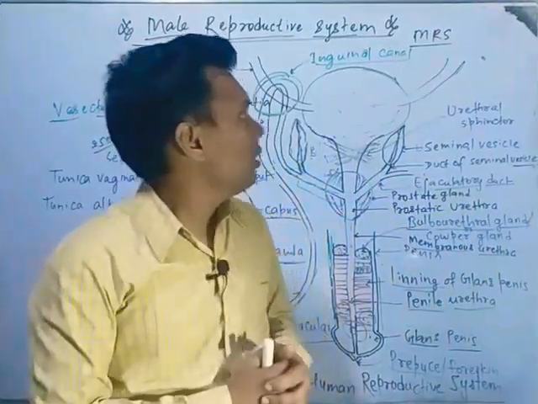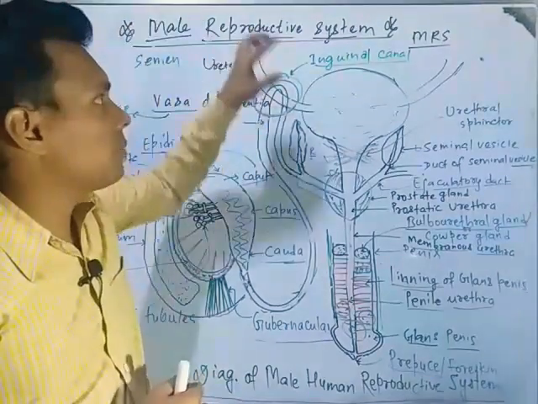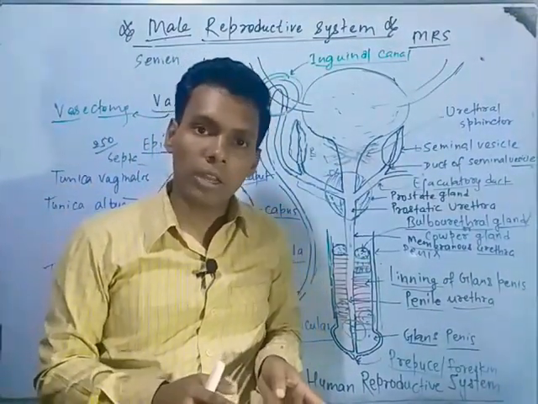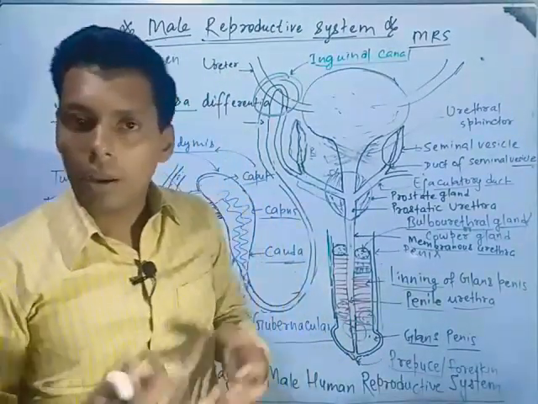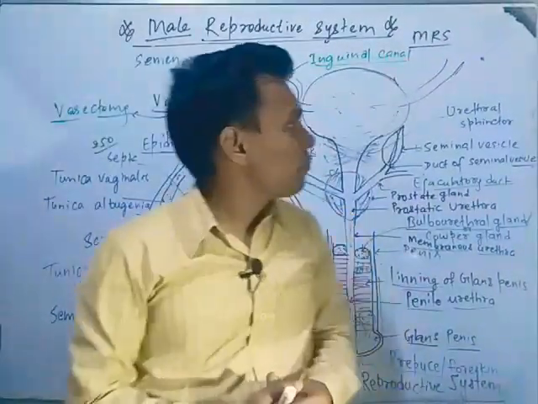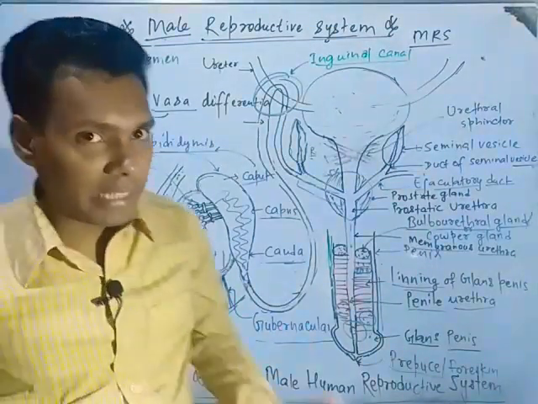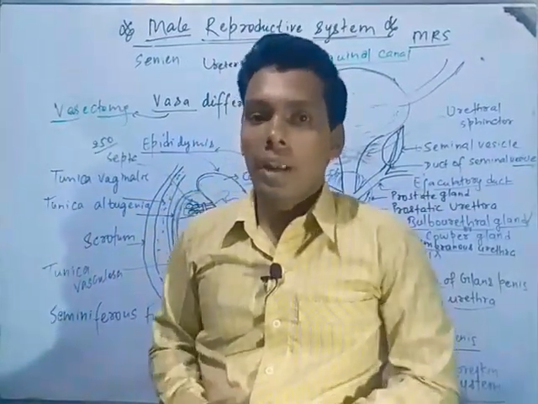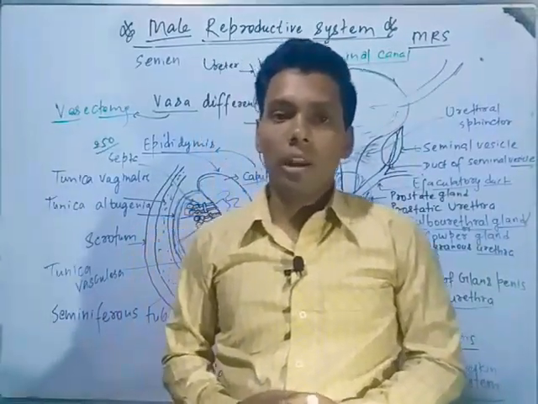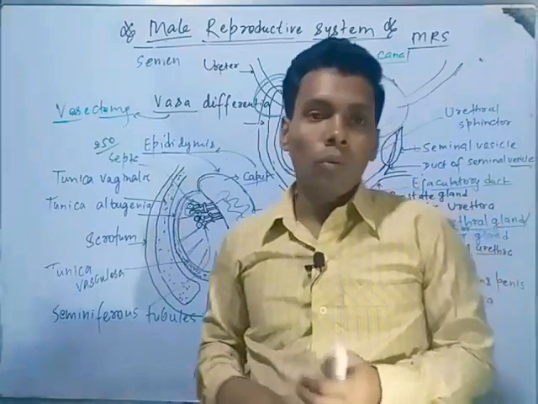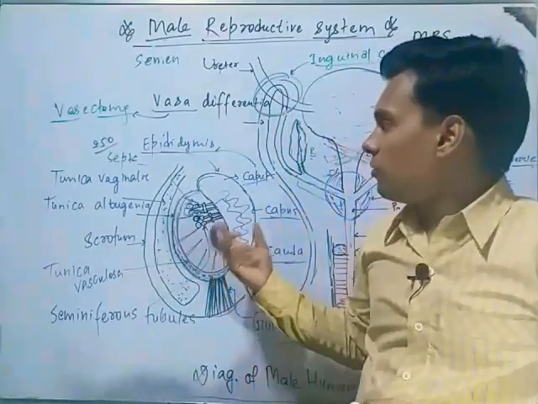The male reproductive system has three parts: the primary sex organ, the secondary sex organs, and the external male genitalia. First, let me talk about the primary sex organ. What is the primary sex organ?